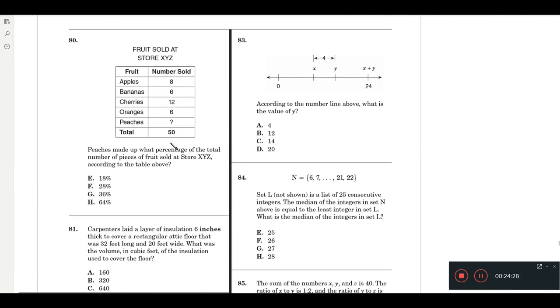Let's go for 80. It says, peaches made up what percent? Now, this is the fruit sold at the store. Remember to read the titles. And that's the total. We don't know peaches, right? Peaches made up what percentage of the total? So you add them, what do you get? You get 32. 32 over 50. So we subtract from 50. What do we get? You get 18. So 18 peaches.